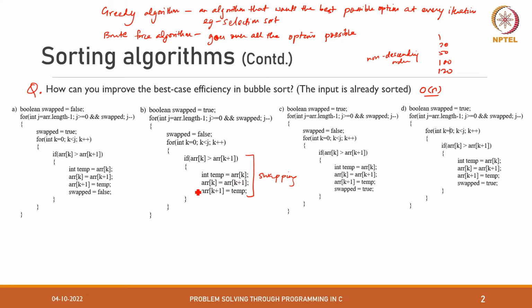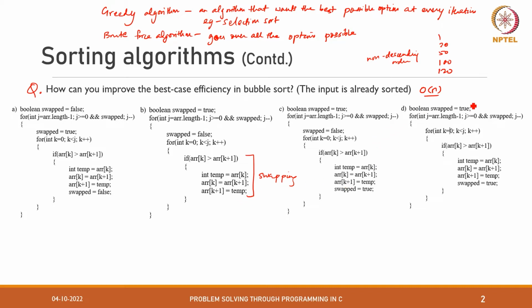So here swapped should be declared true when we are swapping the elements. If we declare swapped as true, only then in the next iteration will it go on iterating. And if it is the best case, that is all the elements are already sorted, then there will be no swapping, this if condition will never be true, this part will never be executed, and swapped will stay false, and it will exit automatically.